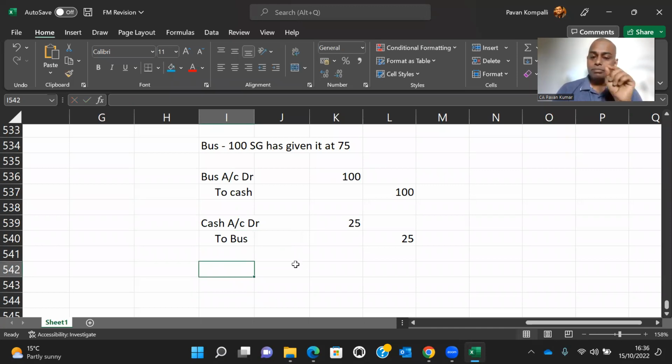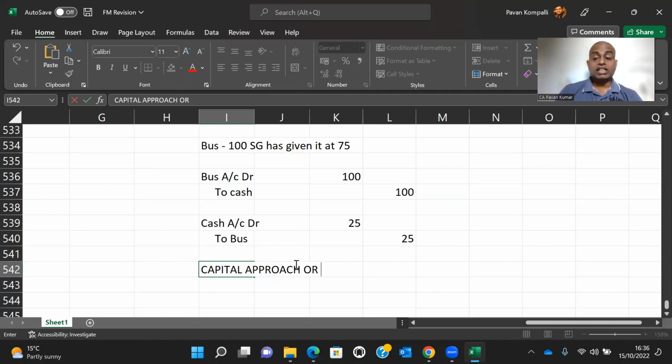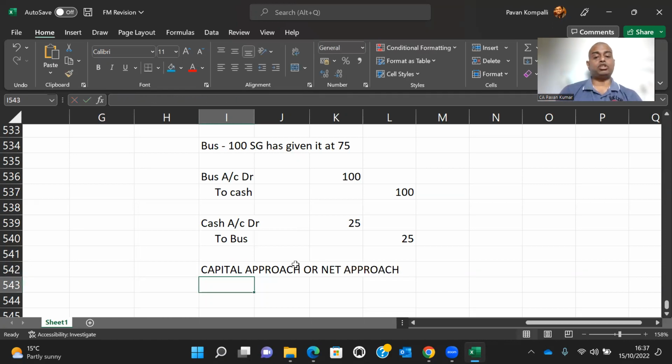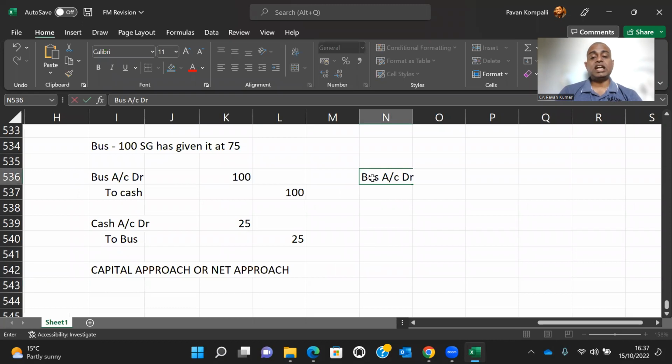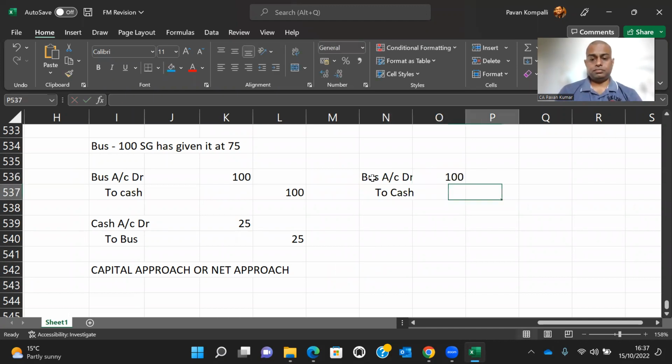This is called which approach? Is it income approach or capital approach? It is called capital approach or net approach, because you are netting off the value of the asset: asset 100, government granted 25, net off. It is called capital approach or netting off approach.